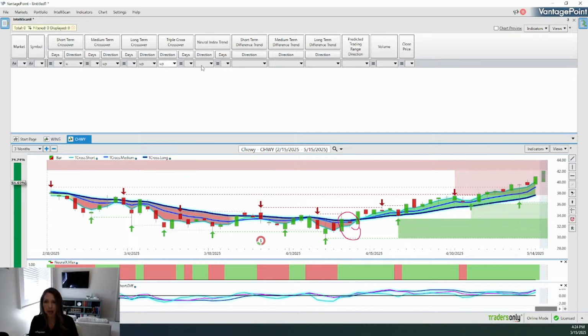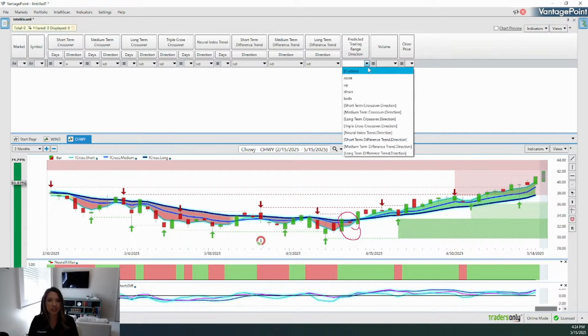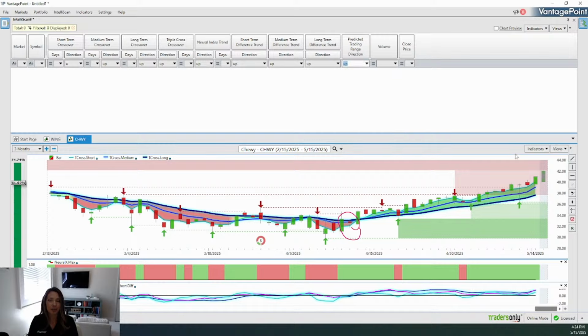Okay, so now let's set this neural index trend to up. Let's set our short-term predictive difference trend to up. Remember, that's the strength, guys. So we're looking for short, medium, and long-term strength, all in the up direction. Our predictive trading candle, do we want that going up? I would assume so, right? For a bullish trend. Now, volume, here's where you can really strategize around this.